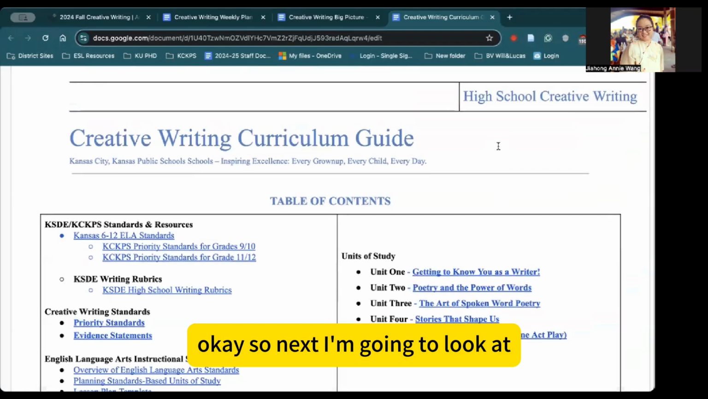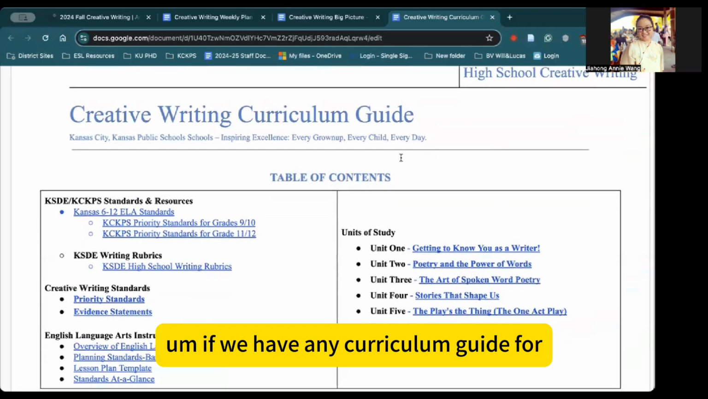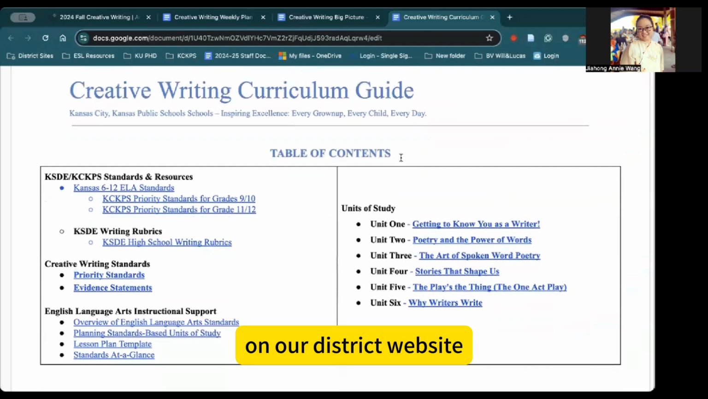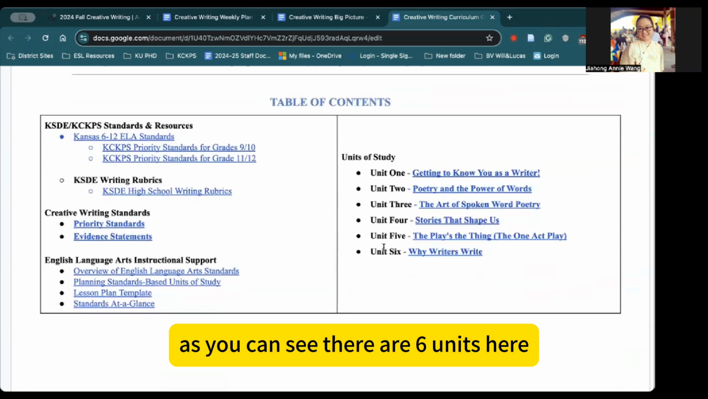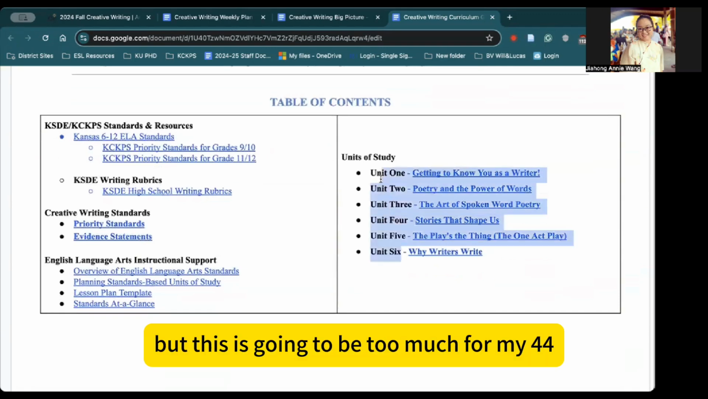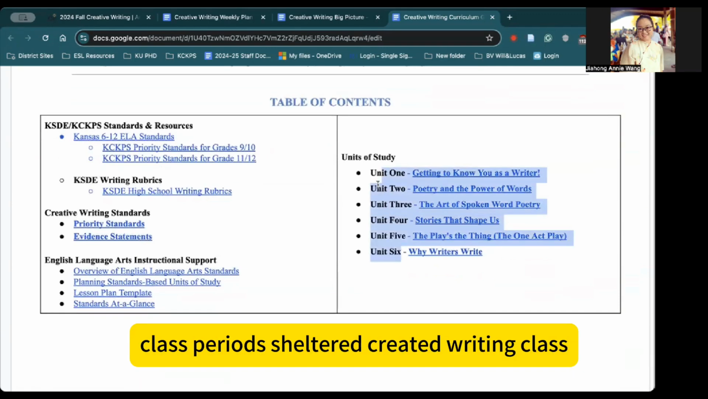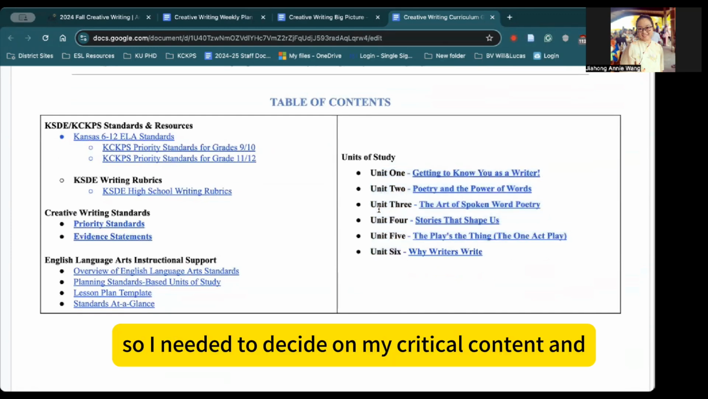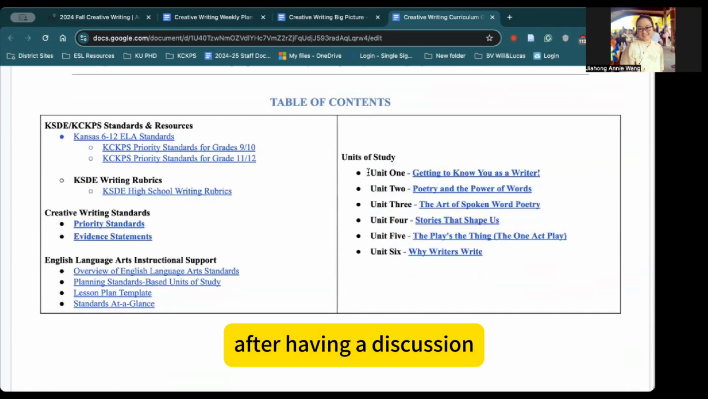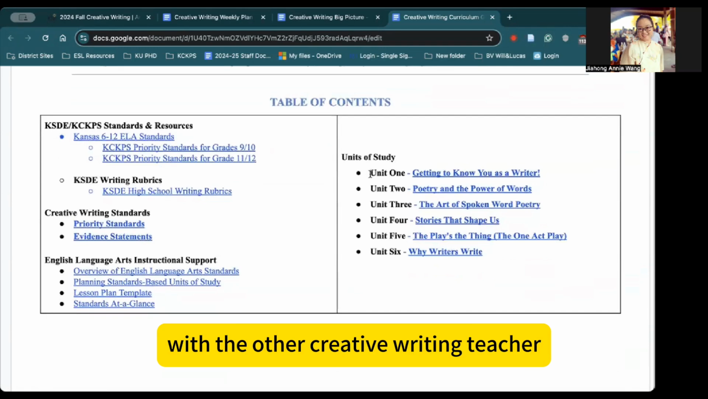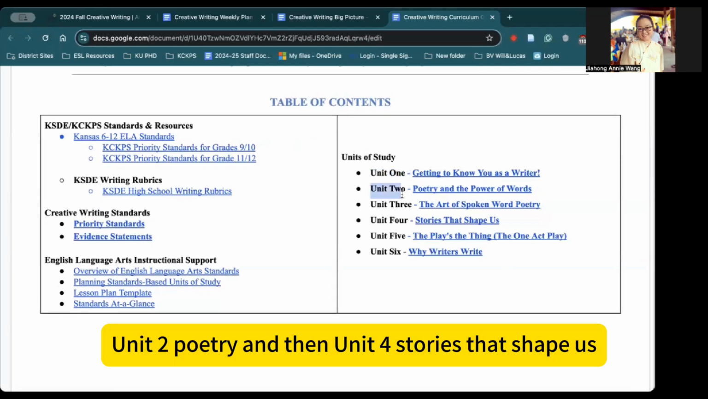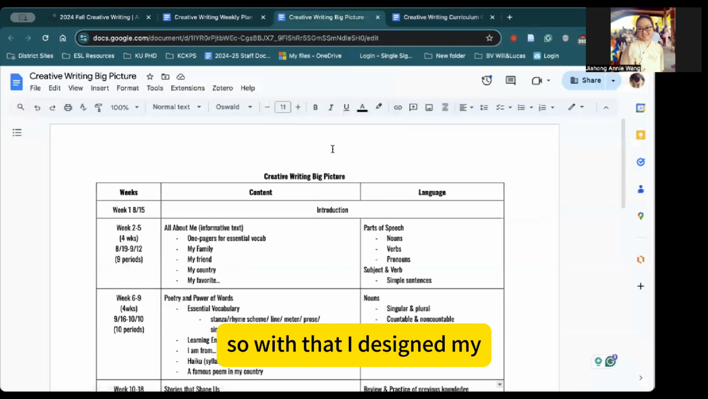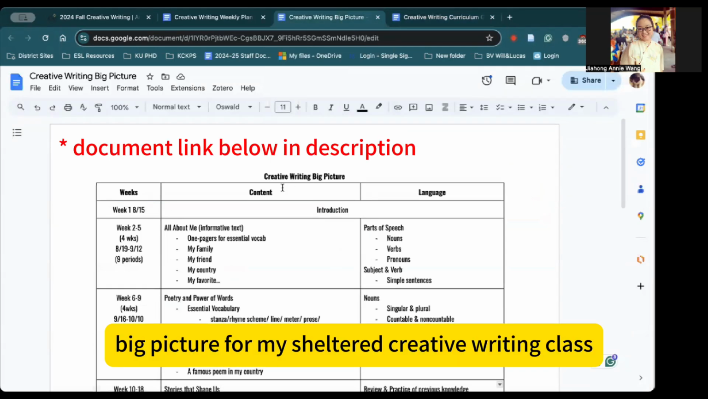Next, I'm going to look at whether we have any curriculum guide for the creative writing class, which we do on our district website. There is a guide for our mainstream creative writing class. As you can see, there are 6 units here, but this is going to be too much for my 44 class periods sheltered creative writing class. So I needed to decide on my critical content. After having a discussion with the other creative writing teacher in the building, we decided to focus on Unit 1, getting to know you as a writer, Unit 2, poetry, and Unit 4, stories that shape us. So with that, I designed my big picture for my sheltered creative writing class.